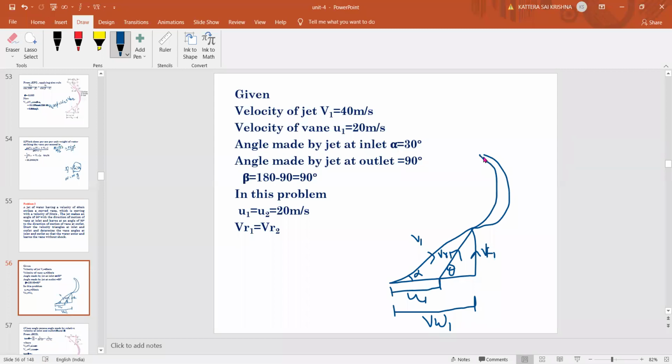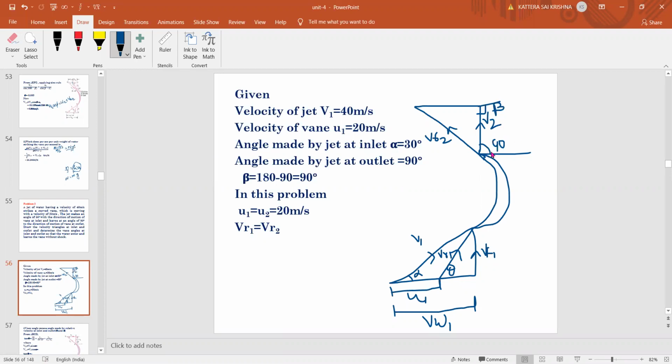And now what we have seen, we can see that the jet is coming out at an angle of 90 degrees. So you'll get it outside as 90 degrees. Okay, so this is given as 90 degrees with respect to the horizontal. Right, so VR2 will come out. So this is VR2 and this will be V2. We don't have the vertical component VF2 here because the angle is given as 90 degrees. So this is also 90 degrees, which is beta.